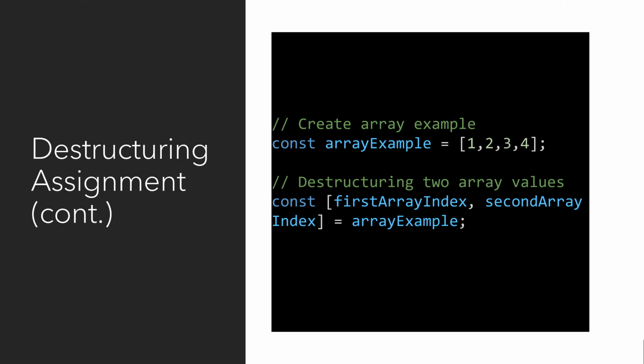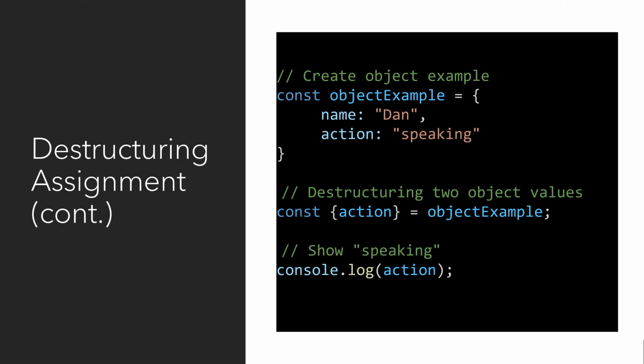Let's look at an object example. Objects are defined using their properties. So we see here object example is defined using two properties, name equal to the string Dan and action equal to the string speaking. The next code line destructures the object. Notice again the flip of where the name of the variable is placed. Instead of being first, it is second on the right-hand side of the equal sign. In this case, it is destructured using the property action to set a new variable to be equal to whatever the value is of the object it is destructuring.